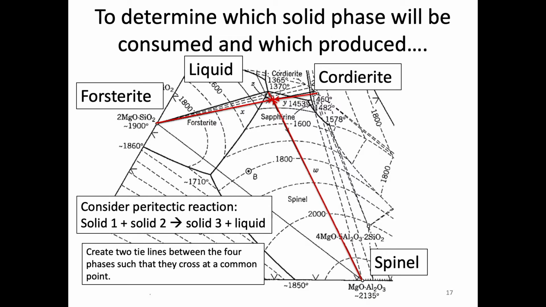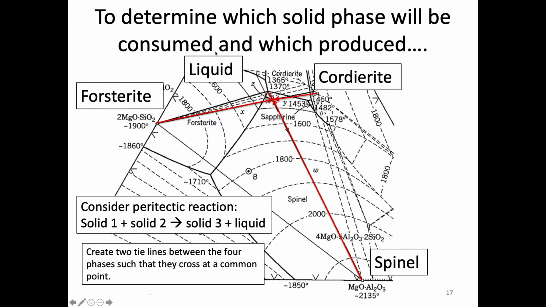And so that's the important part here, is that they intersect. And so what that tells us is that fosterite and corderite are being consumed and liquid and spinel are being produced. That's what essentially the lengths of these lines are going to tell us. So they have to intersect at a point.